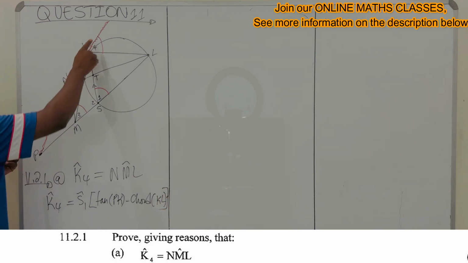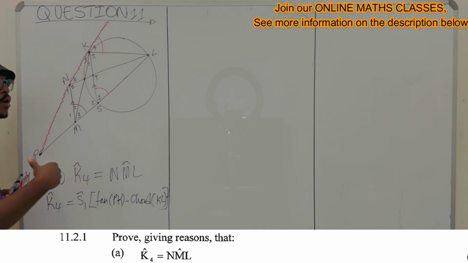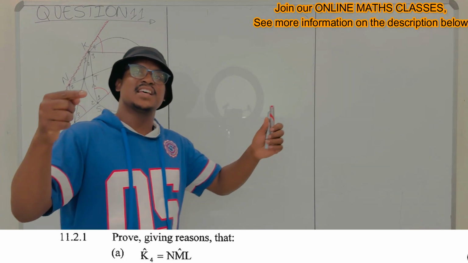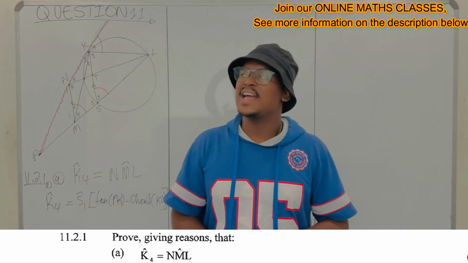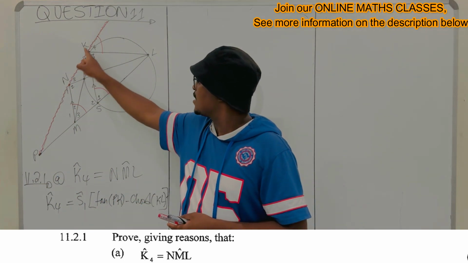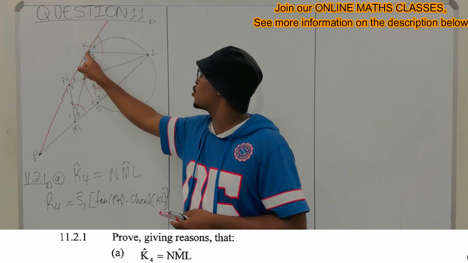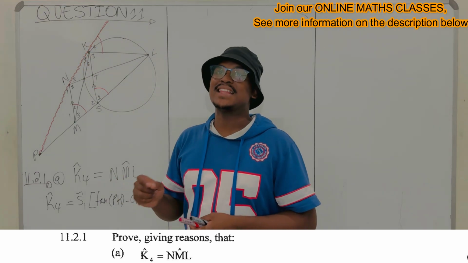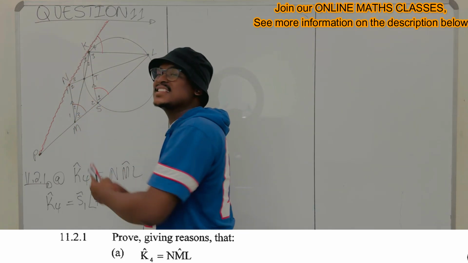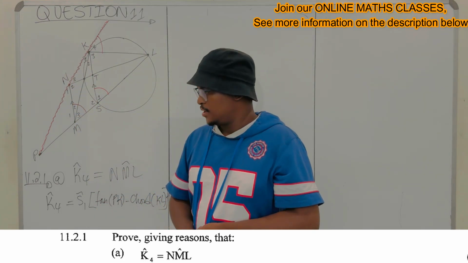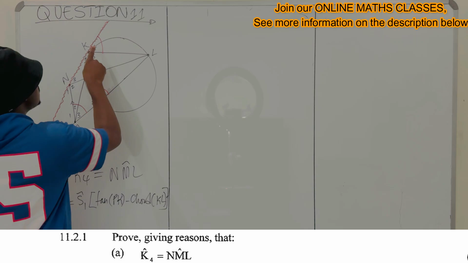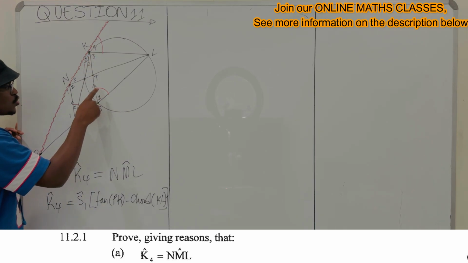So the angle between the tangent and the chord is equal to the angle that the chord itself subtends on the other segment. That is, the angle formed by tangent PK and chord KL will be equal to the angle that KL subtends on the other segment. Fine. Now, we have shown that this is equal to this. Now, let's connect this to that.